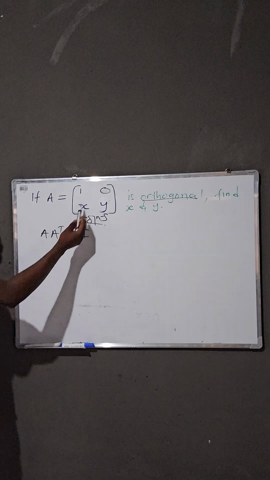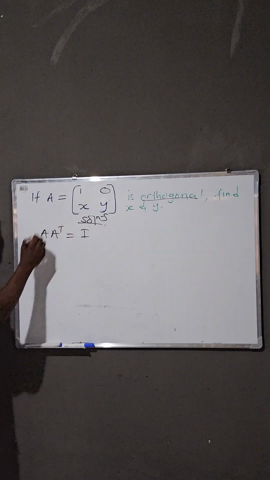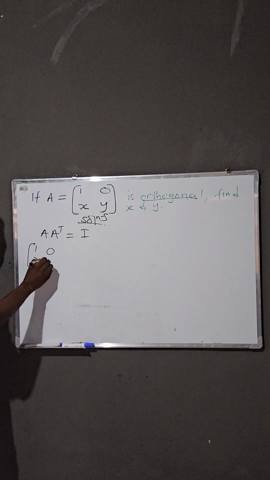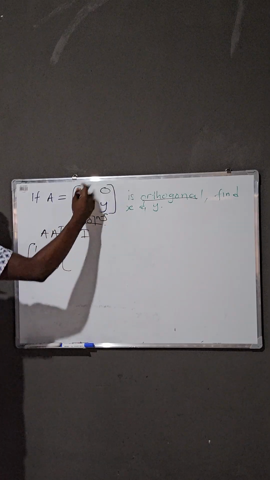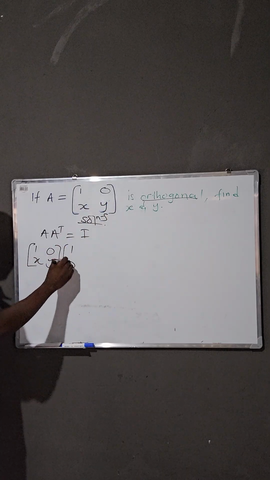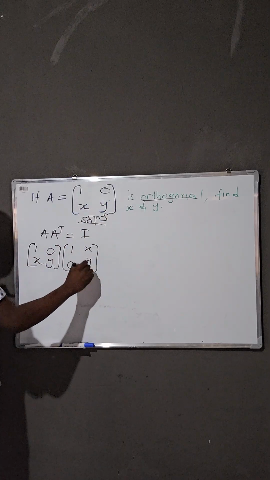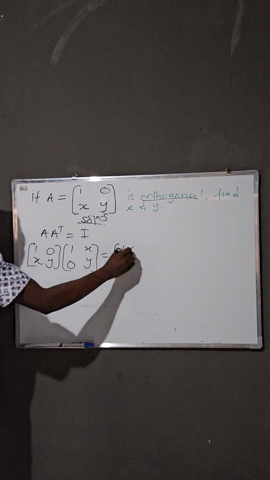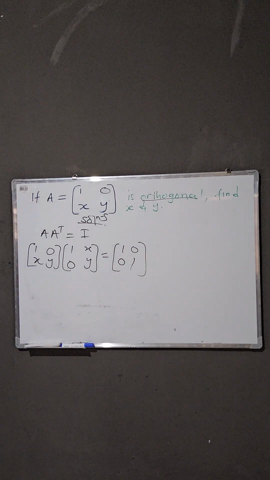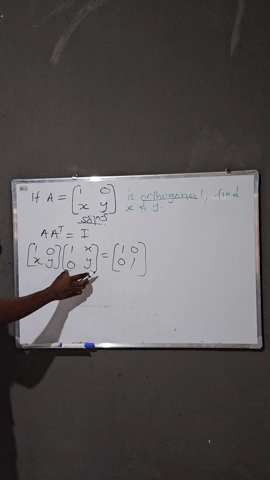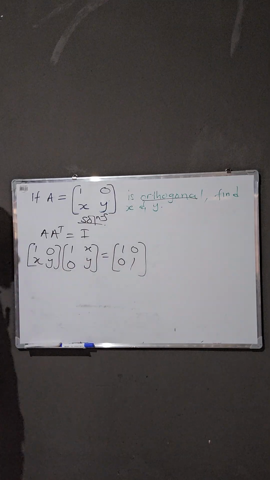So basically, you are going to have your matrix A here, which is 1, 0, x, y, and then you multiply with A transpose, which is you transposing this matrix, which is going to be 1, 0, x and y. Then this will be equated to an identity matrix, which is like that. So what are we going to do? We are going to multiply this matrix by that matrix in order to get the identity matrix.